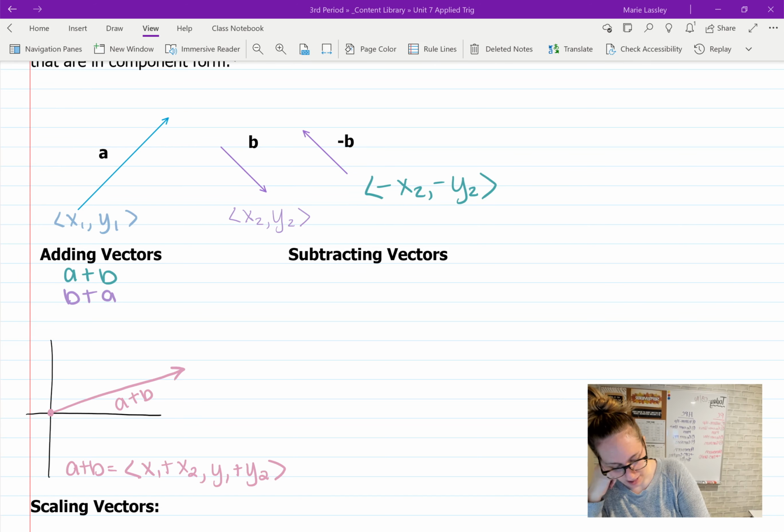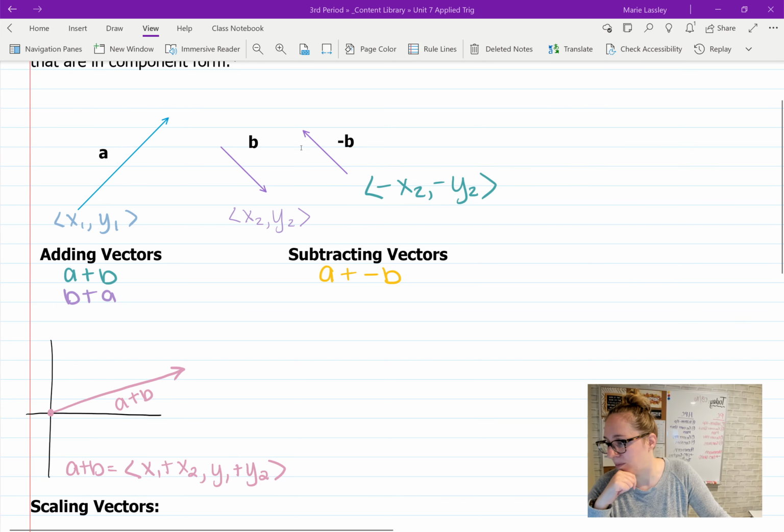So you would say A plus negative B. And negative B is just the vector that's exactly the same length. It's just pointing in the opposite direction. So both of these are the exact same length, and they lie along the same line, so they go over top of each other, right? You can see that they literally lay right on top. They're the same vector, they just are pointing in a different direction. So their component form is exactly the same. It's just pointing in reverse.